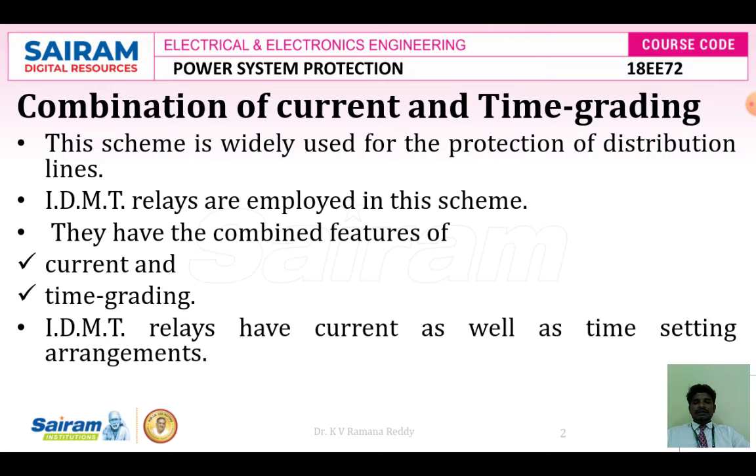In the time grading system there is a 0.5 second difference from section C to section B and section B to section A. It operates with a delay of 0.5 seconds, but due to advanced technology, we can reduce that time delay from one section to another. We can reduce it from 0.5 seconds to either 0.4 seconds or 0.3 seconds.